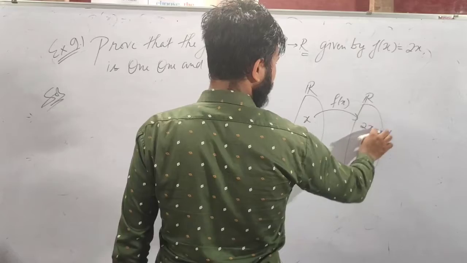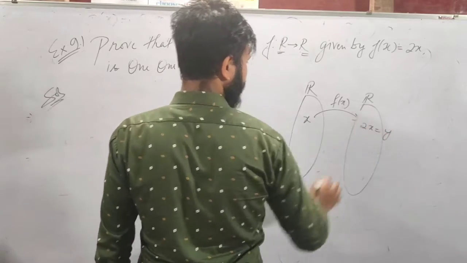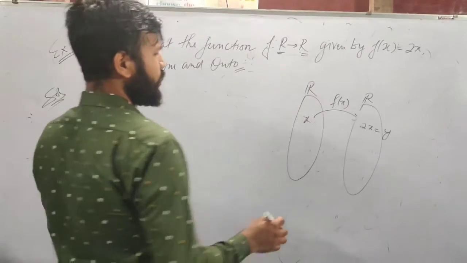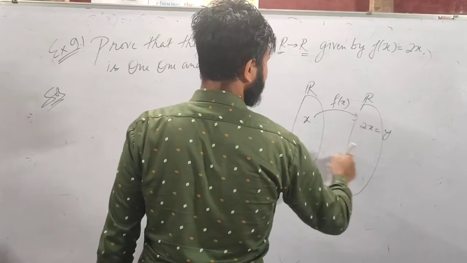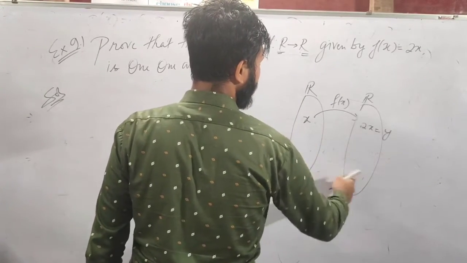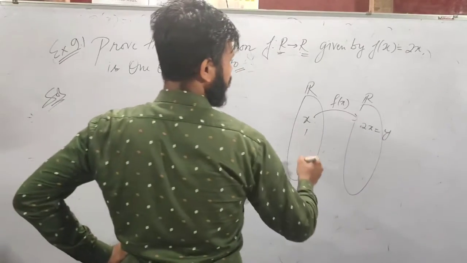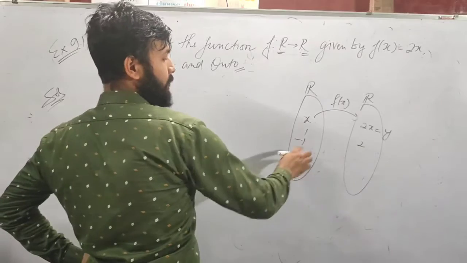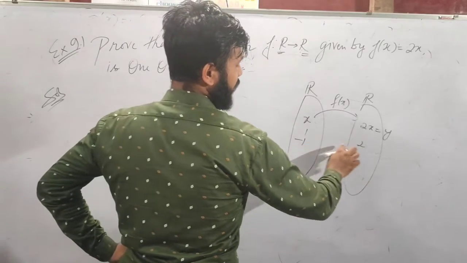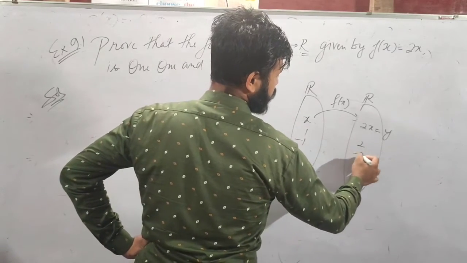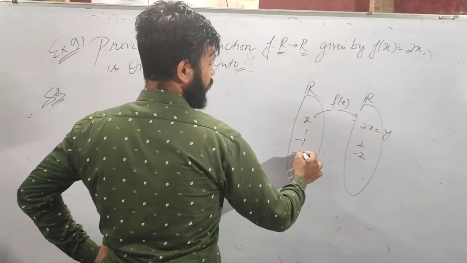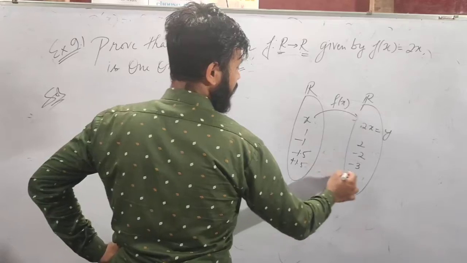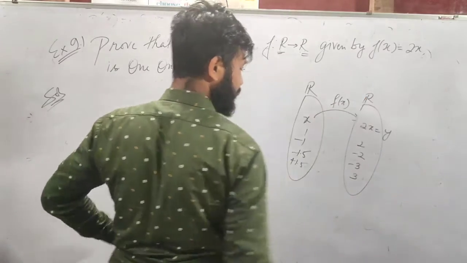2x means what? 2x is the element of this set. Clear now? Very good. Now what do you say? Now see, you can say for every element you will get some different image. If I take 1 here, you will get 2. If I take minus 1, now I can take minus also, I will get minus 2. If I take minus 1.5, I will get minus 3. If I take plus 1.5, I will get plus 3, because it is twice of x, right?